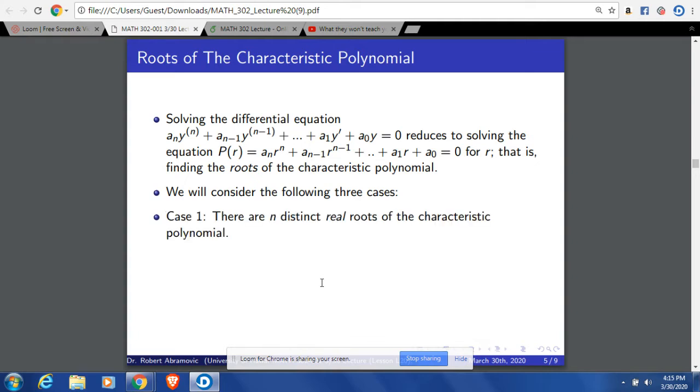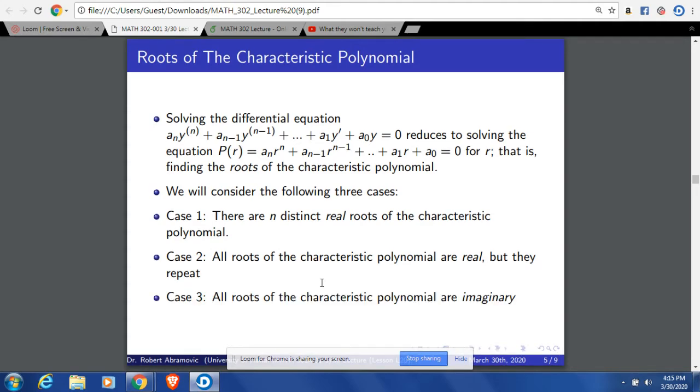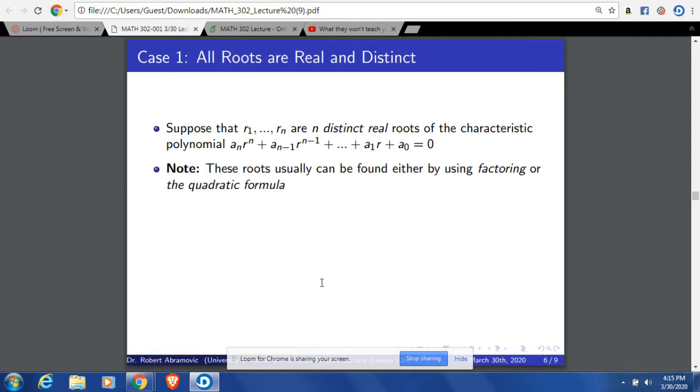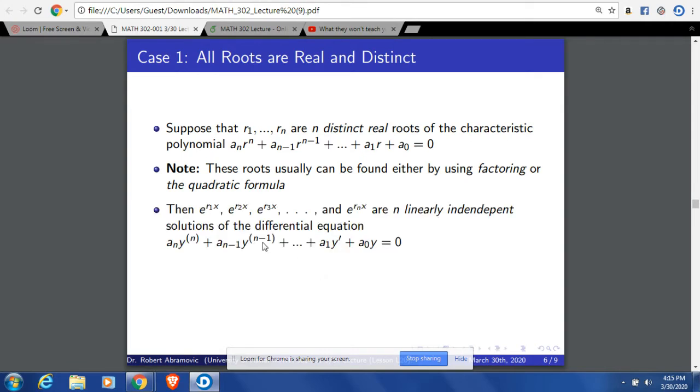Here are 3 cases. There are n distinct real roots of the characteristic polynomial. All roots of the characteristic polynomial are real, but they repeat. Or the roots of the characteristic polynomial are imaginary. Suppose r_1 to r_n are n distinct real roots of a characteristic polynomial. Notice these roots usually are found by either factoring or using the quadratic formula. In that case, we just say e to the r_1x, e to the r_2x, e to the r_3x, and e to the r_nx. We get linearly independent solutions of this differential equation.